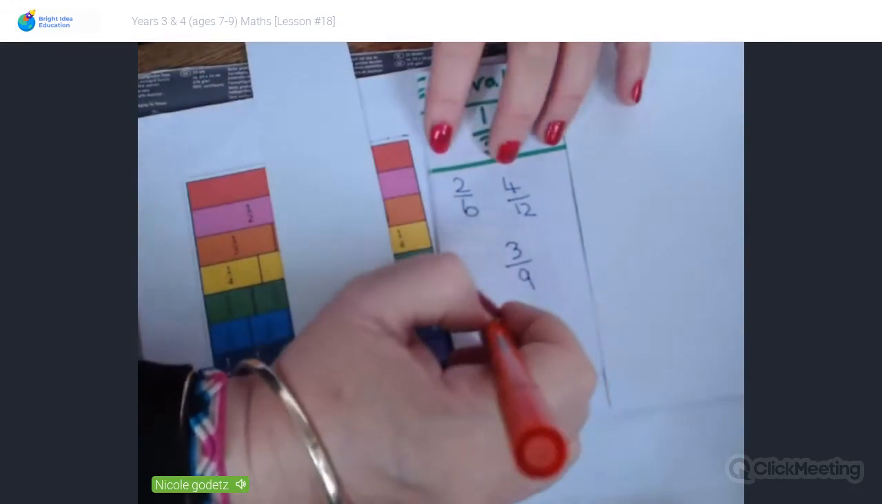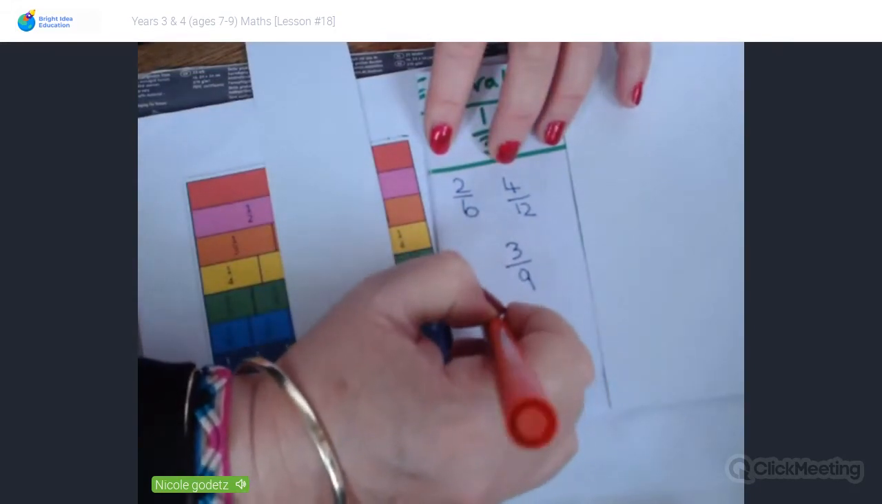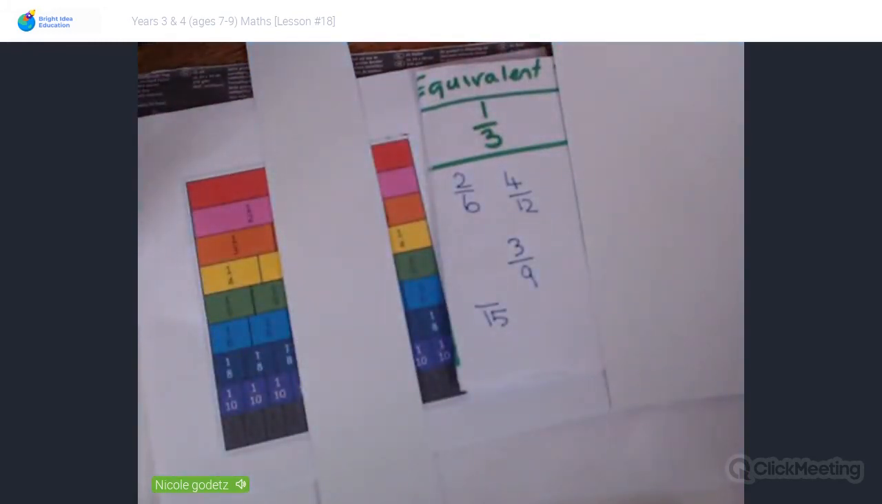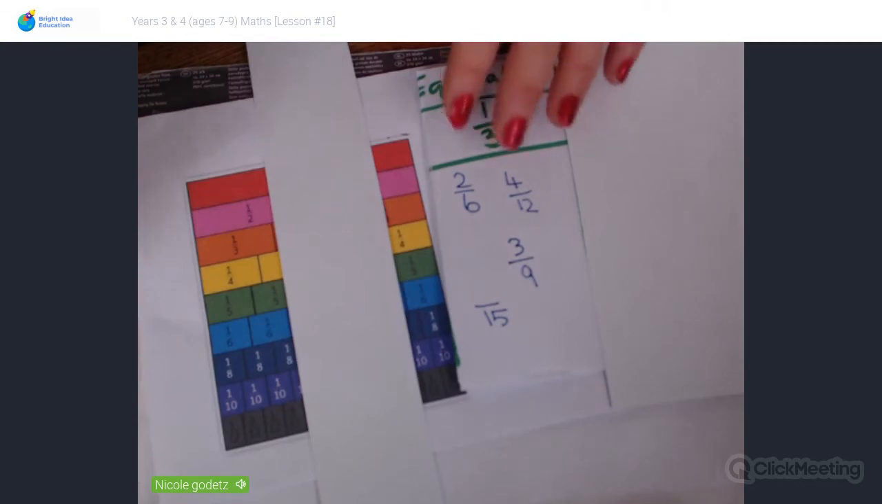Okay, let's think about the 3 times table then. How many 15ths are equal to 1/3? Divide 15 by 3 and what do you get? Exactly.